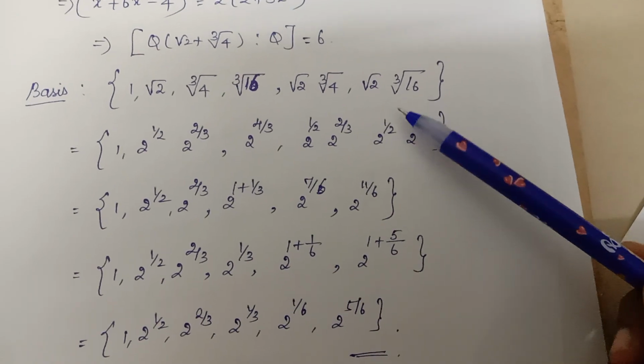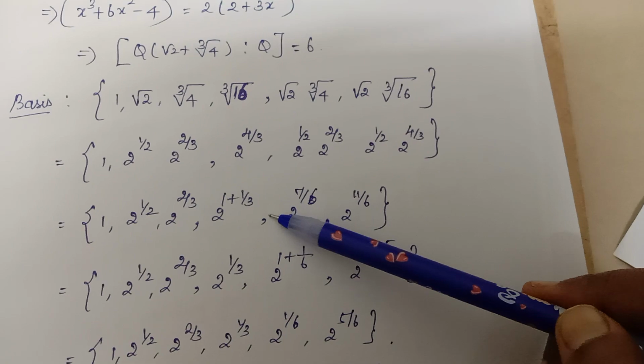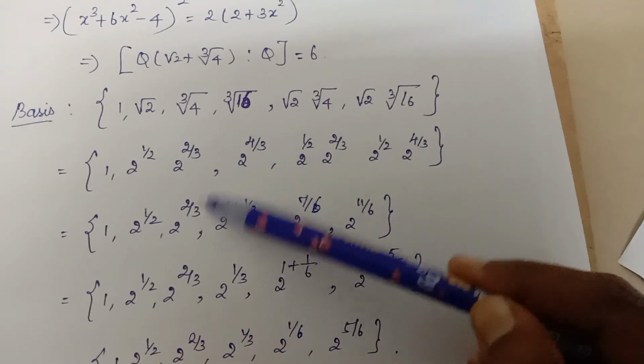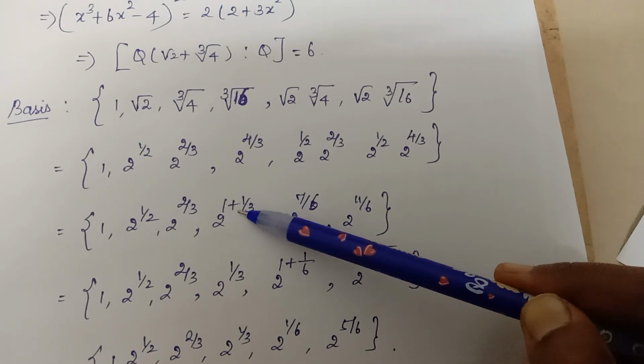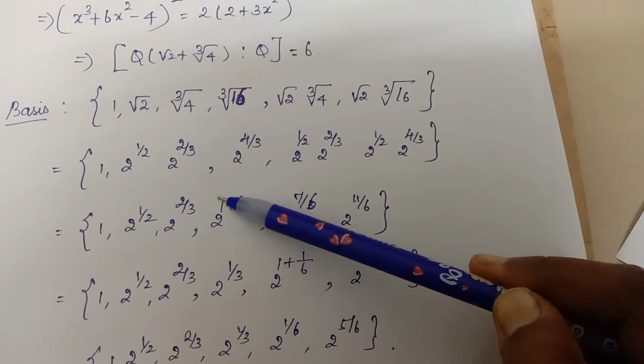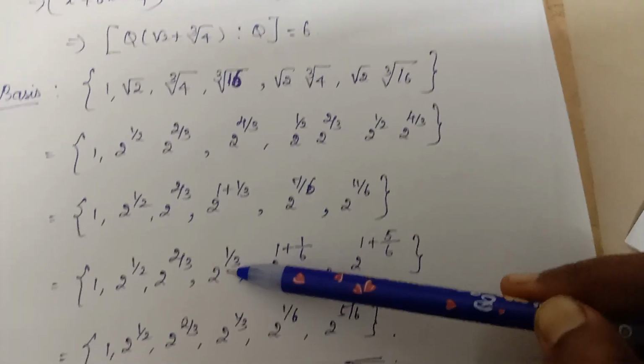Otherwise, you can stop here itself. Okay, then I have removed all integral powers of 2. See, 1 by 2 and 2 by 3 I kept as it is. This 4 by 3 we can rewrite as 2 power 1 plus 1 by 3. Then this 2 power 1 we can remove because that will be covered here. So 2 power 1 by 3 alone it will simplify.